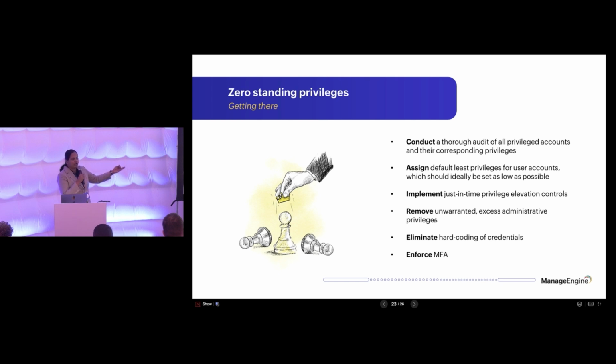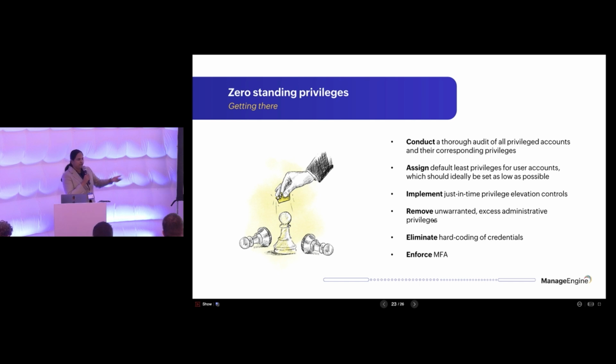And you need to also implement just-in-time privilege elevation. This is a privileged access management only control where you give elevated access to users for a stipulated period. You don't give permanent elevated access to those users. This way, they don't end up misusing their privileges, right? And you should also ensure that once their access period ends, their credentials are cleaned up. Again, there is no privilege creep in their environment, right?